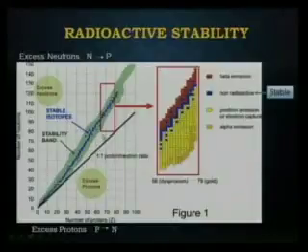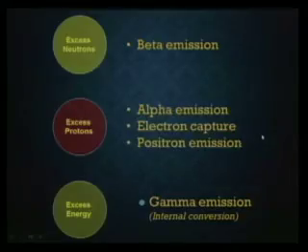And on this side, below the line of stability, usually they have excess protons. So they will try to get rid of the excess neutrons by beta emission, and they will try to get rid of the excess protons by alpha and positron or electron capture. So that's how the atoms try to get back to the line of stability. Excess neutrons is beta emission, excess protons, alpha, electron capture, and positron emission. And in the case of excess energy, it just releases energy from the nucleus without any change in the atomic structure.